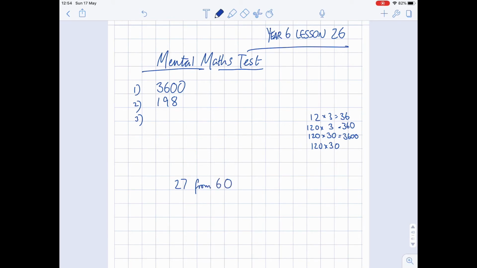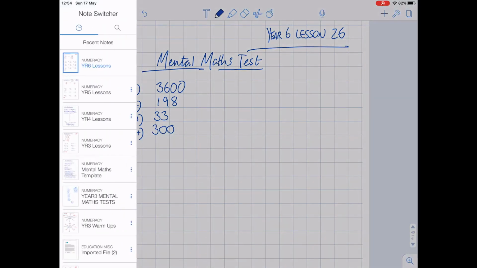Well, the easiest way I would have done it is say, what do I add to 27 to get up to 60? My answer is 33. Next one, question 4. What is the product of 60 and 5? So product is multiplication. So 6 5s are 30. So 60 multiplied by 5 is 300. Hopefully you got that one right.